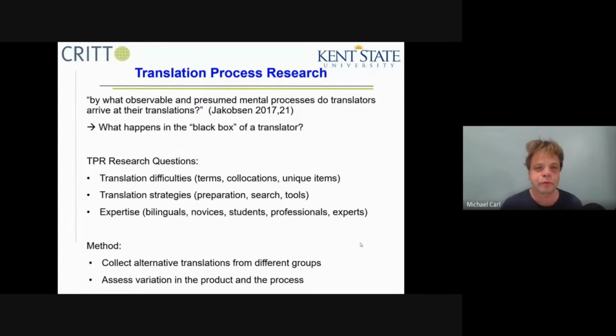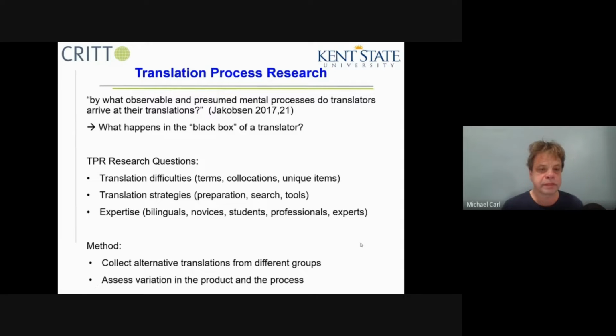Okay, so translation process research, as I said, started in the mid-80s, and the question was, by what observable and presumed mental processes do translators arrive at their translations? So the question is, what happens in the black box? And the questions related to this branch of research include investigating translation difficulties. What makes translations difficult?